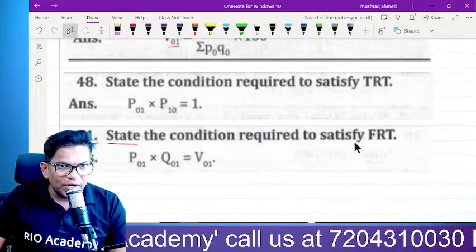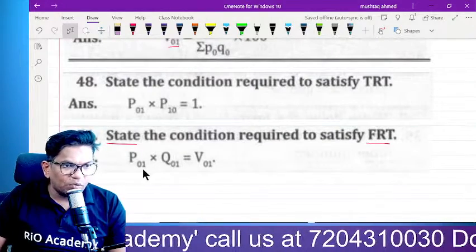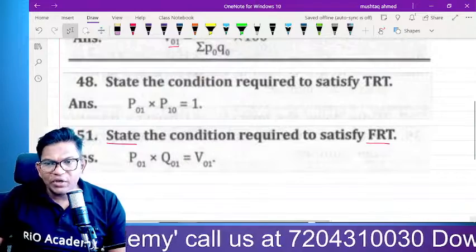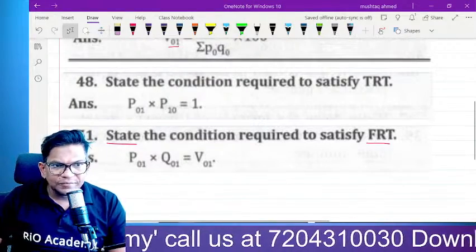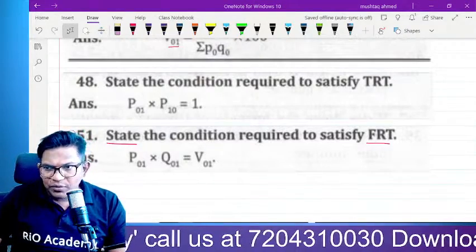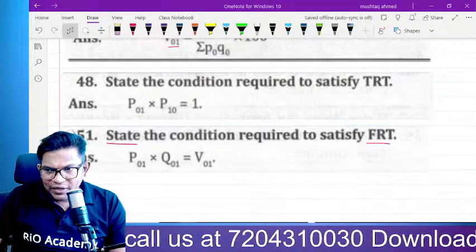State the condition required to satisfy the FRT. FRT is P01 into Q01 is equal to V01. Right? Remember this, बच्चों, 1 marks questions you can get it.